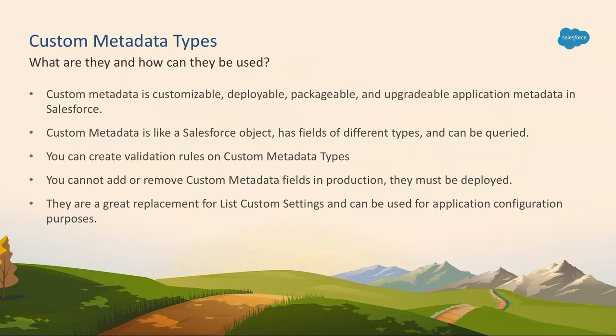So the first thing is just custom metadata types. If you haven't used them, they're really great. They are customizable and deployable application metadata in Salesforce, and it's like a Salesforce object. It's got fields that you can create. It can be queried. You can add validation rules, and they're really a great replacement for list custom settings. So if you've used list custom settings in the past for configuring how your Apex code operates, this is going to be a fantastic replacement for that type of feature.